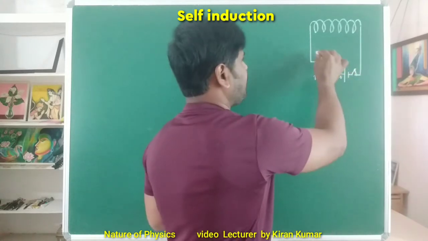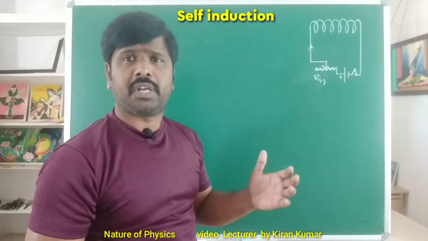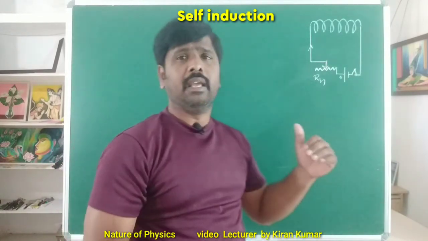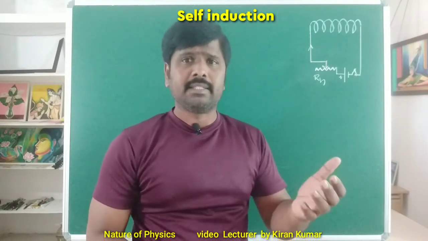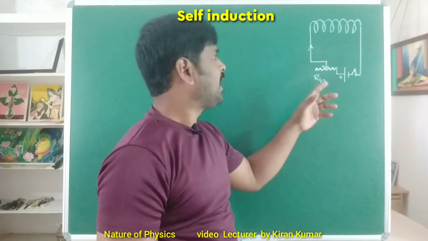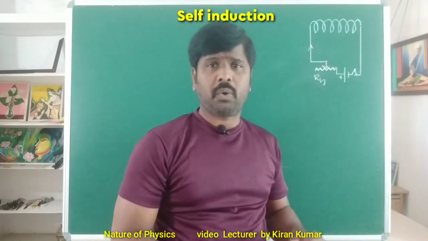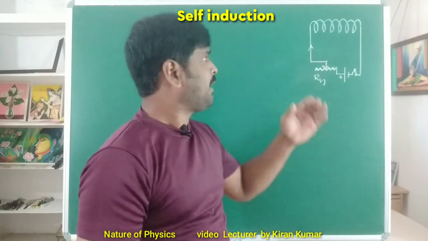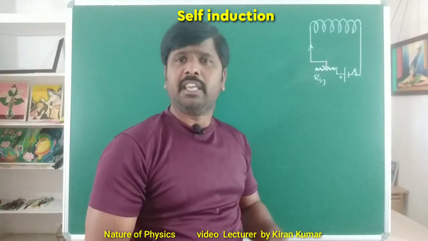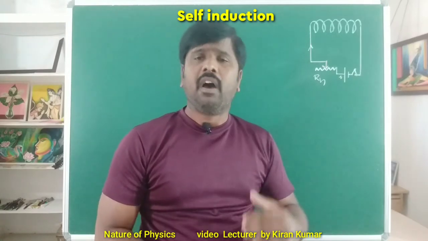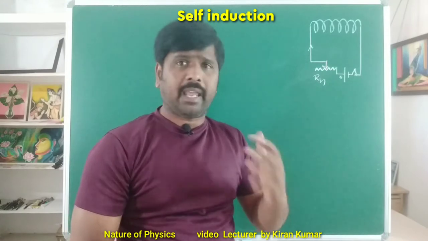The current flows from the battery's positive terminal, and RH is the rheostat, which is useful to send a steady current, or we can change the current, increasing or decreasing it with the help of the rheostat. And this is the coil. Whenever a current-carrying coil links with magnetic flux, an EMF is induced in the coil according to Faraday's first law, then second law.